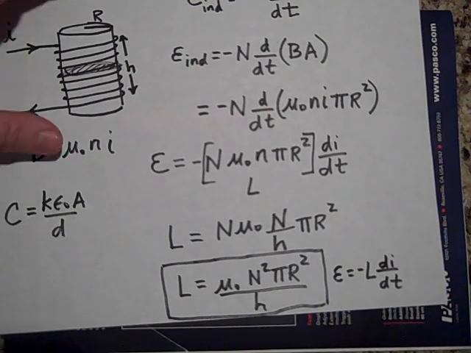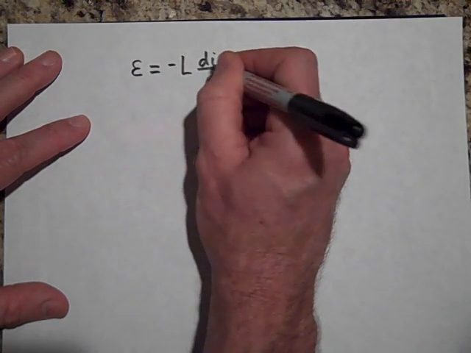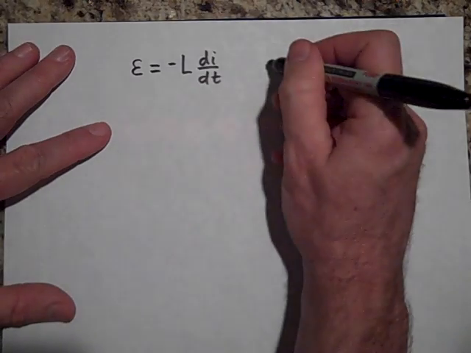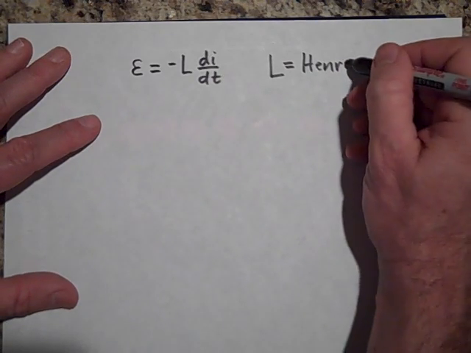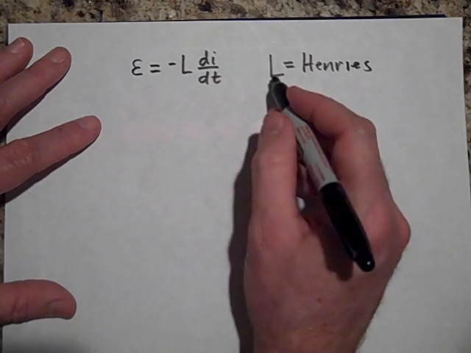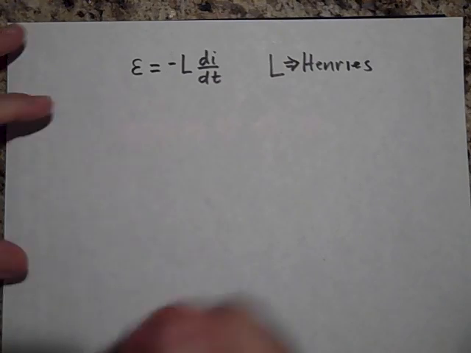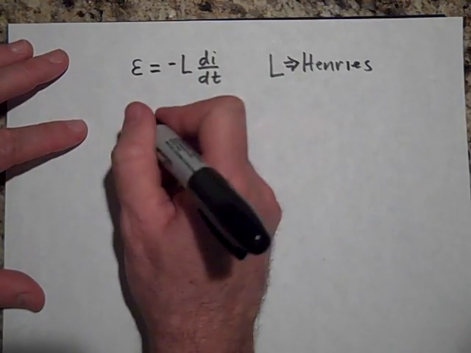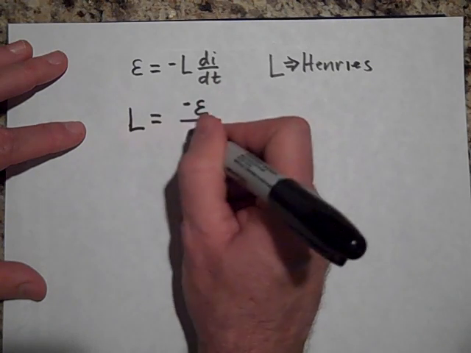Now, L, inductance, has some units, so let's talk about those units right now. The units for L are going to be called the Henrys, named after Joseph Henry. So L will be measured in Henrys. I don't mean to say L is equal to Henrys. It's measured in Henrys. But I want to make sense of what the Henry is. So I'm going to bring the di dt to the other side, and L is equal to negative E over di dt.